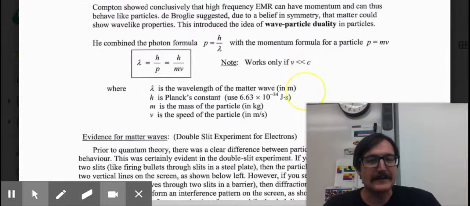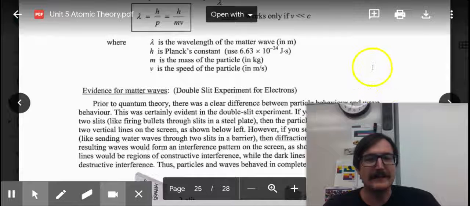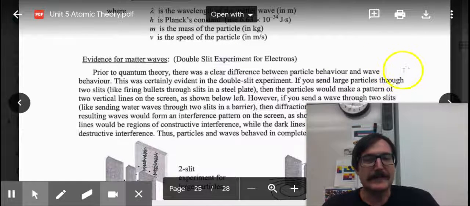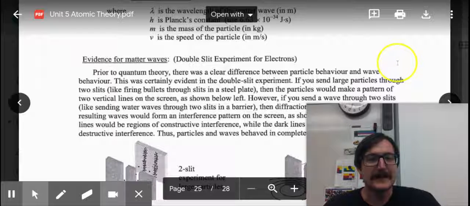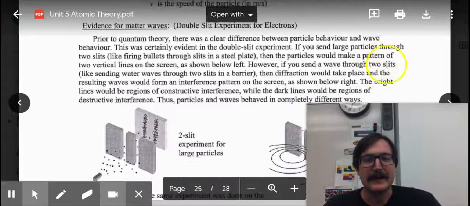Evidence for matter waves: the double slit experiment. Do you remember diffraction that we studied in the previous unit? Well, that applies here. Prior to quantum theory, there was a clear difference between particle behavior and wave behavior. This was certainly evident in the double slit experiment. If you send large particles through two slits, like firing bullets through slits in a steel plate, then the particles would make a pattern of two vertical lines on the screen, shown down here on the left.